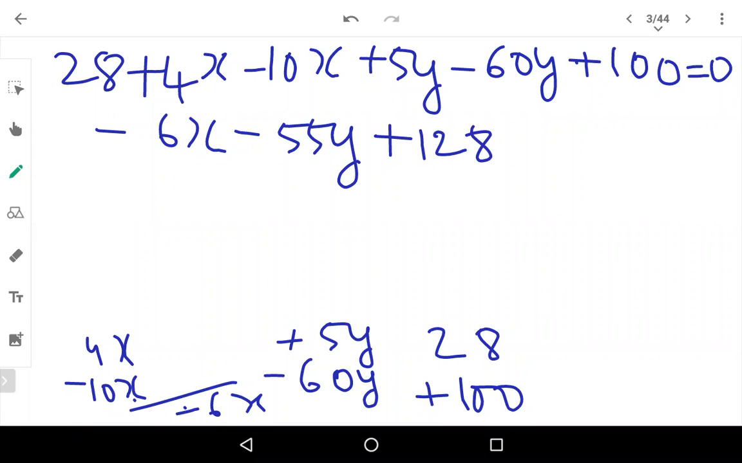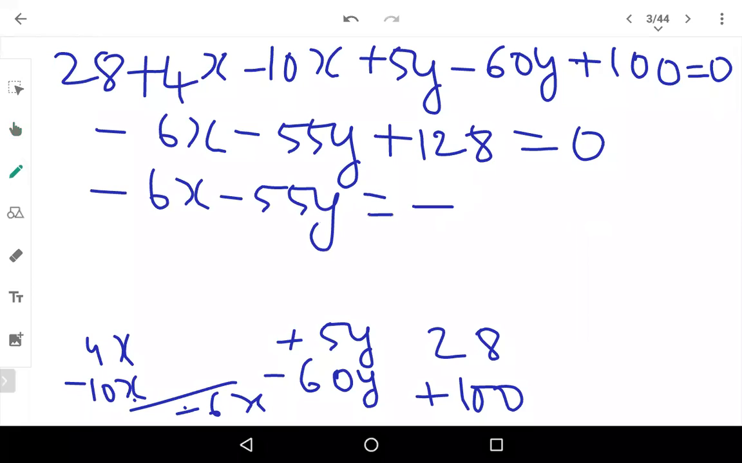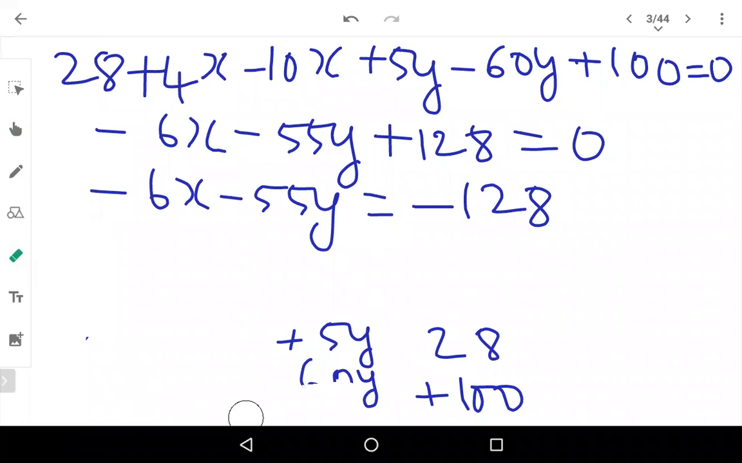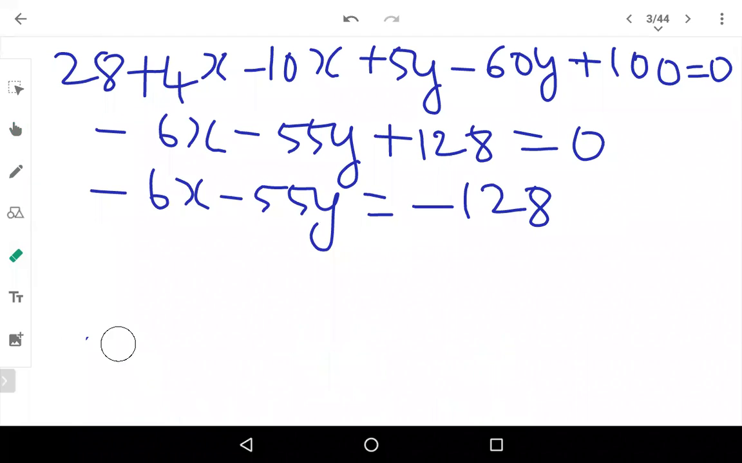Okay, now is equal to 0. Now as per our equation, we can take the constant to the other side, right? We usually have x and y on one side and the constant on the other side. So minus 6x minus 55y is equal to minus 128. If plus 28 goes to the other side, it's going to become minus 128.